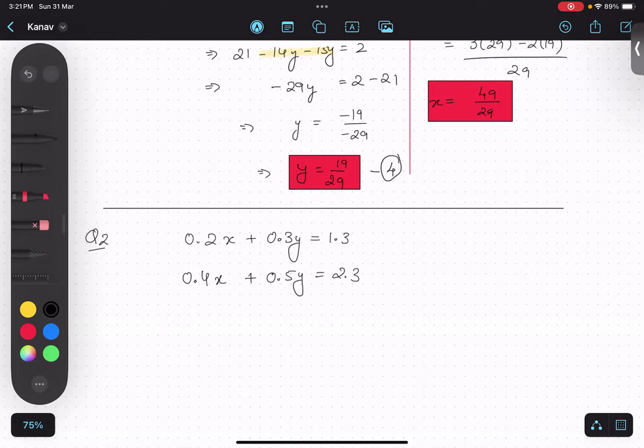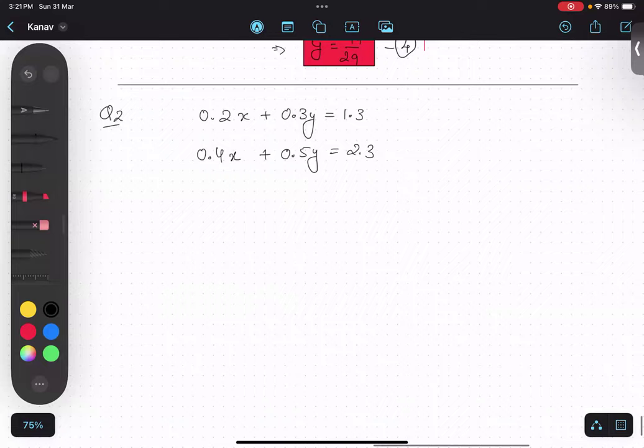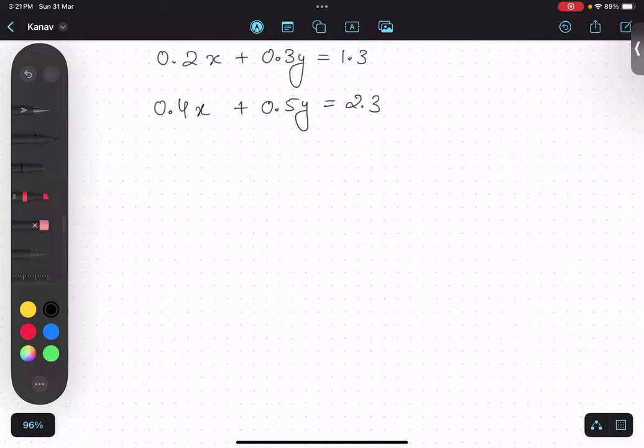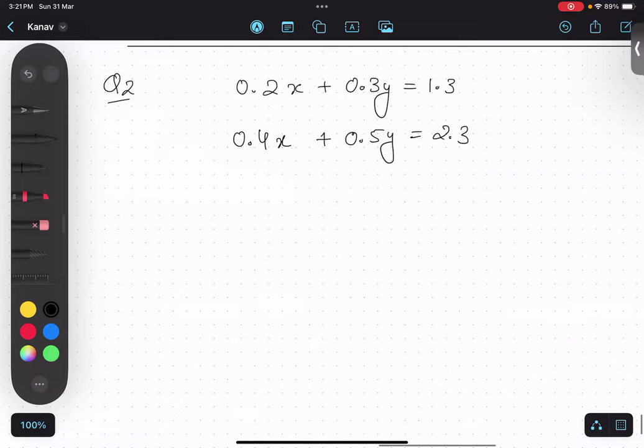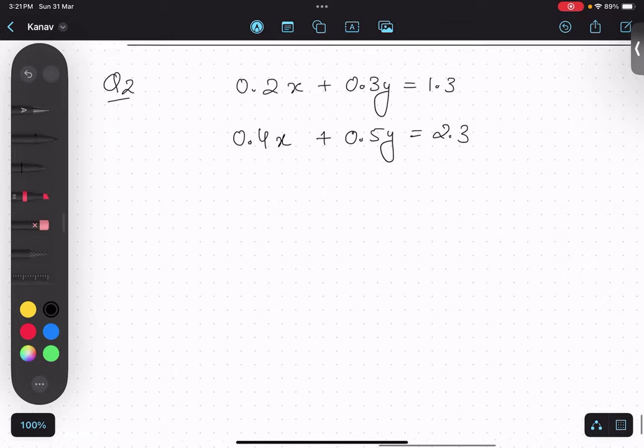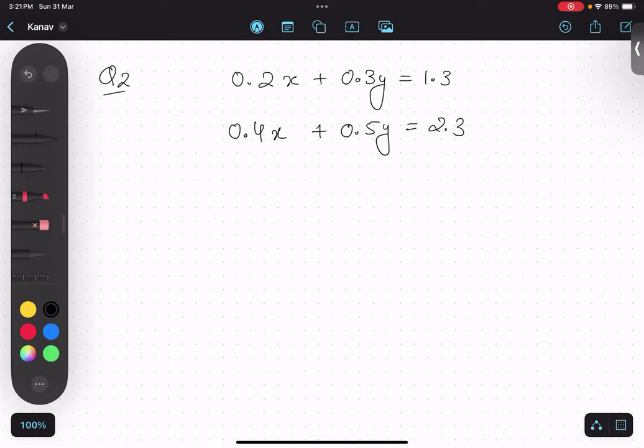So what is the issue in this question? इसके अंदर कोई भी coefficient का coefficient नहीं है. So first of all, it's difficult to analyze when we are in decimal. Yes or no? Yes. Difficult to do the calculation.